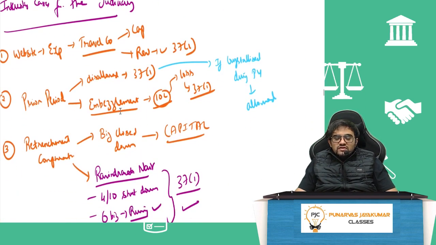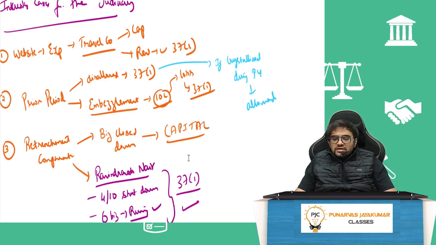Other cases: website expenses of a travel company. Is it capital in nature or revenue in nature? The court held it to be revenue in nature, even though the main item for the travel company is the website. Prior period expenses generally will be disallowed under 37(1). If it is regarding embezzlement, then it is allowed because it's a loss under 37(1).